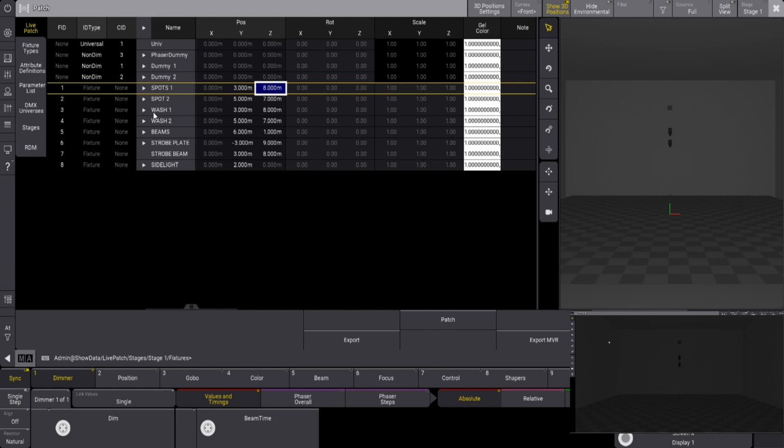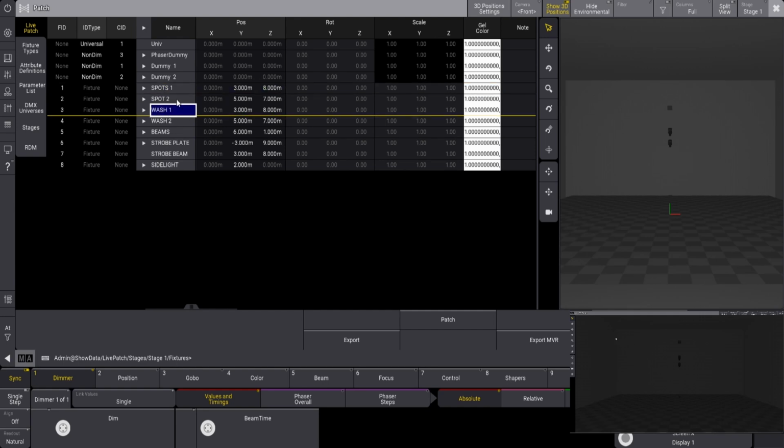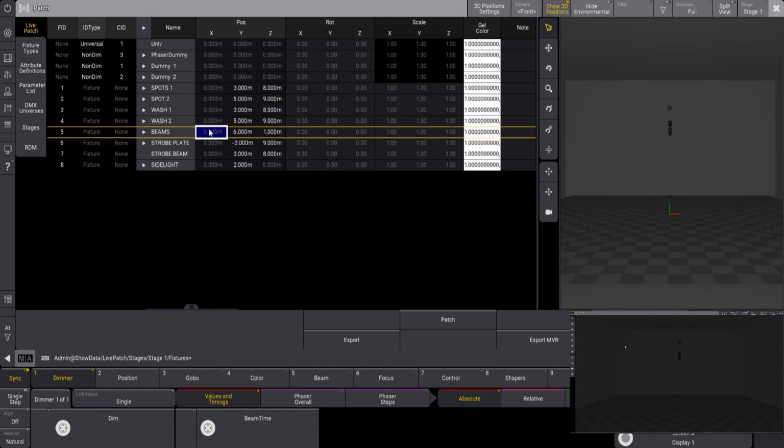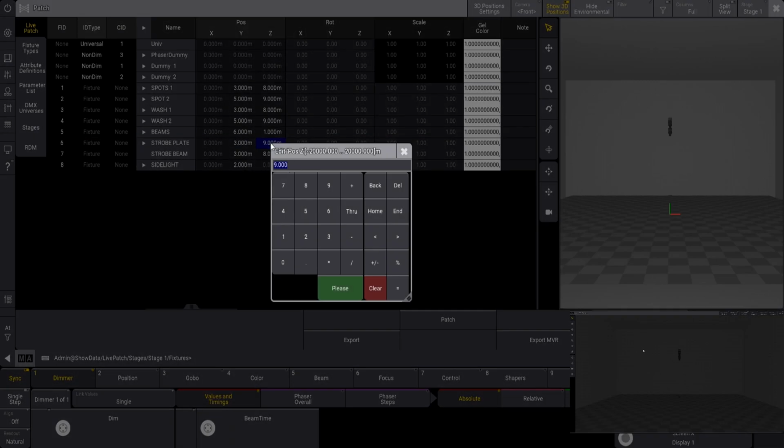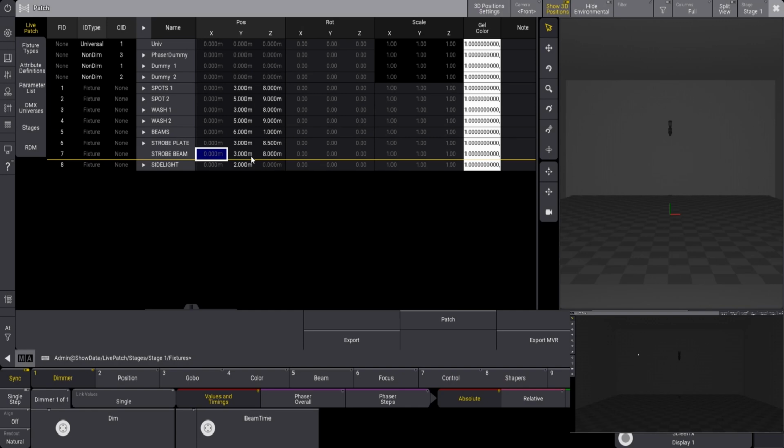Spots truss one's going to be at 8 meters. Going to copy it, the wash one, spots two and wash two matching. So actually make those go higher, 9 meters. Beams are on the ground, so that's fine. 6 meters upstage. Strobes, they're going to be joining the. That can be 3 meters, and that can be eight. Yeah, gonna five. Half a meter higher, and the side light can be zero. And these can be zero because they're not going to move up.